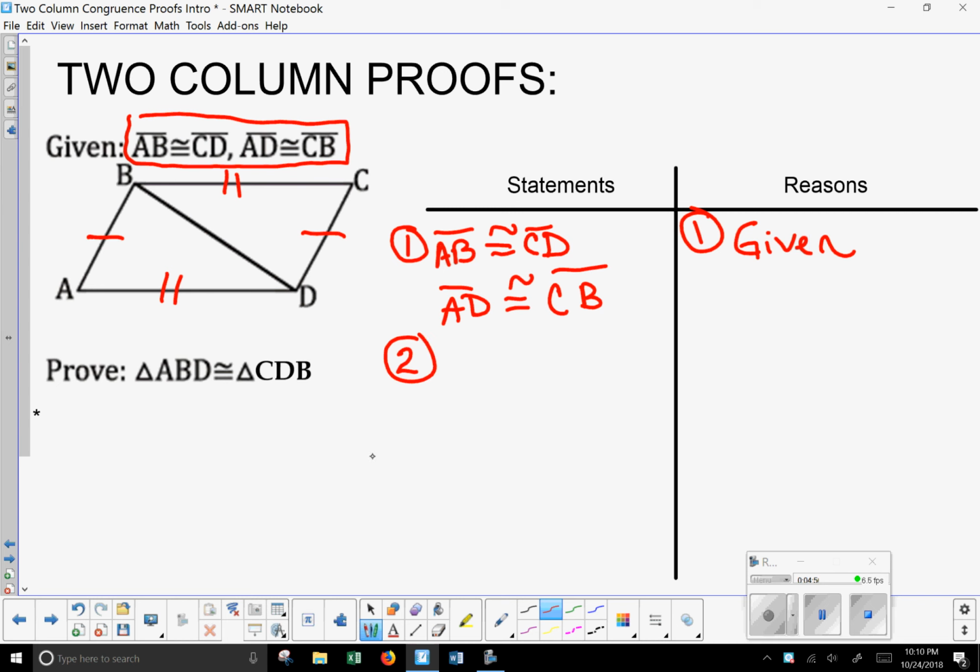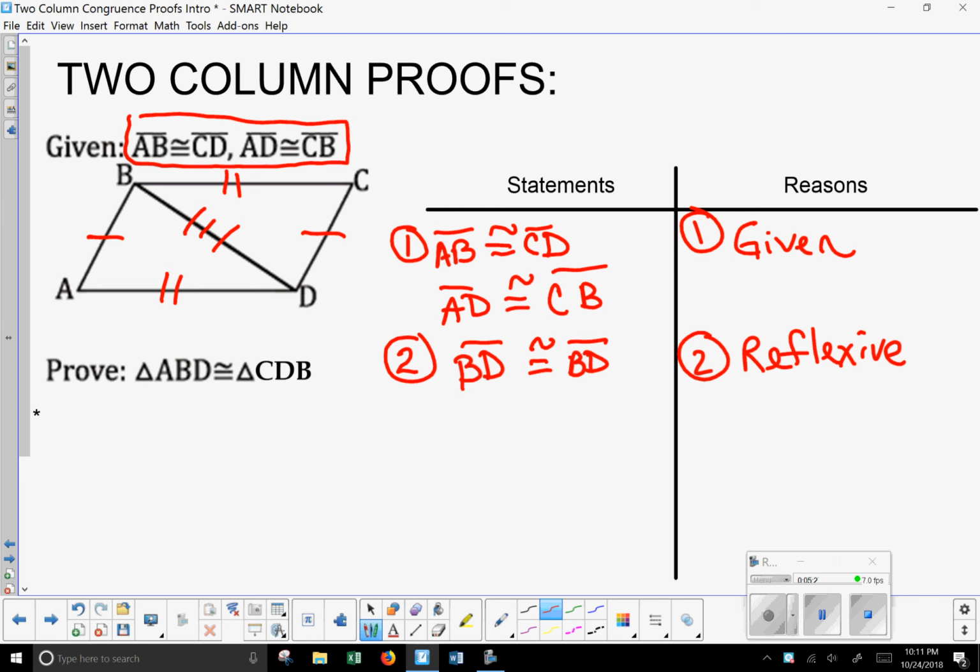Well, we said that we had something that was congruent to itself. The segment BD was congruent to the segment BD, and we knew that was true because of reflexive. The only difference between the way I'm writing it here and the way I wrote it before is that I'm putting it in two-column format.